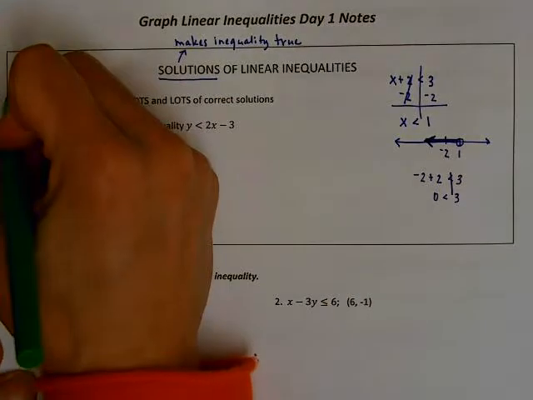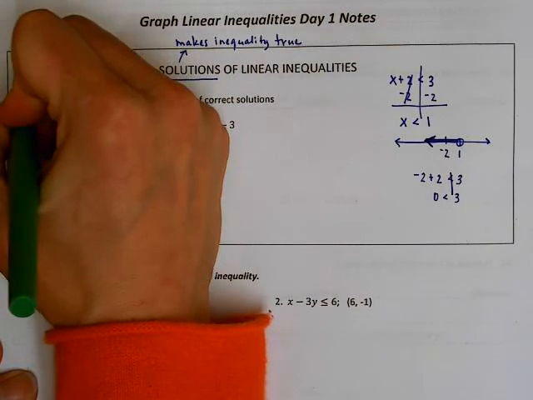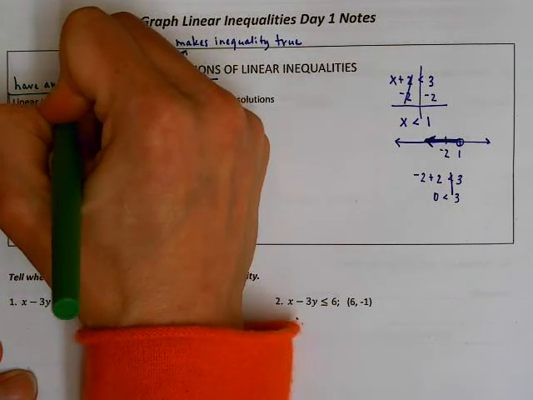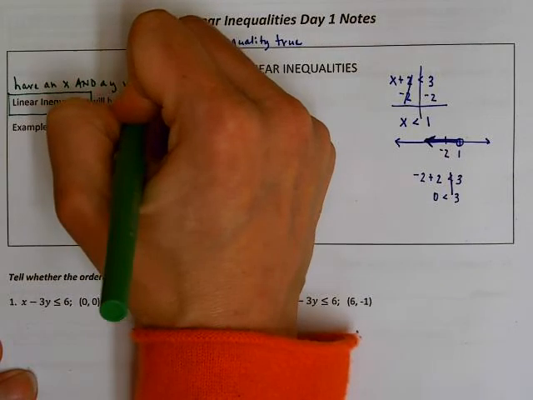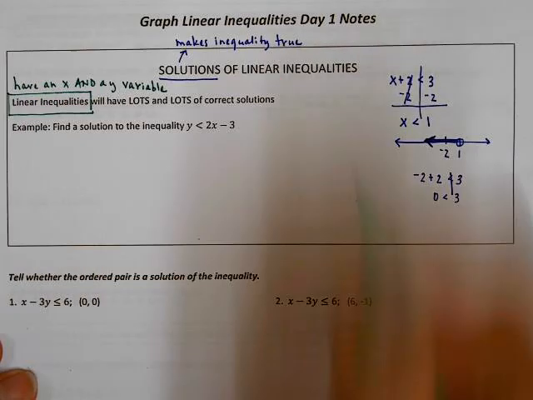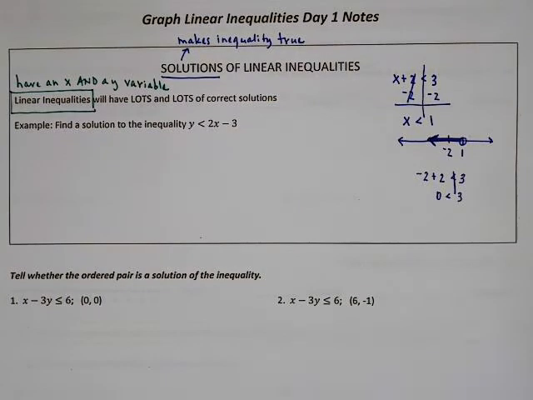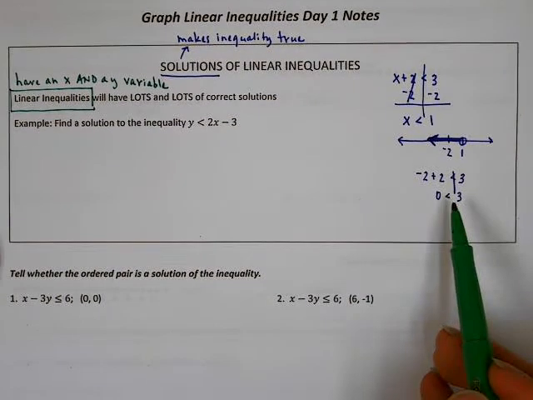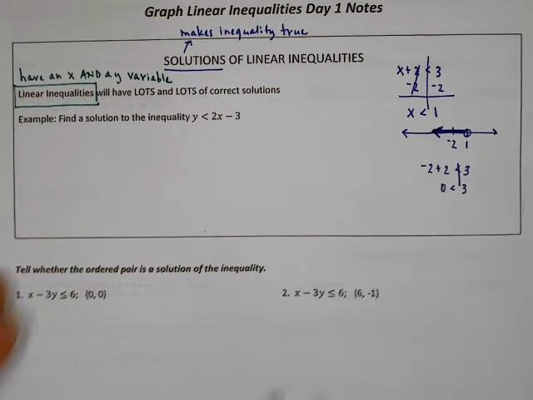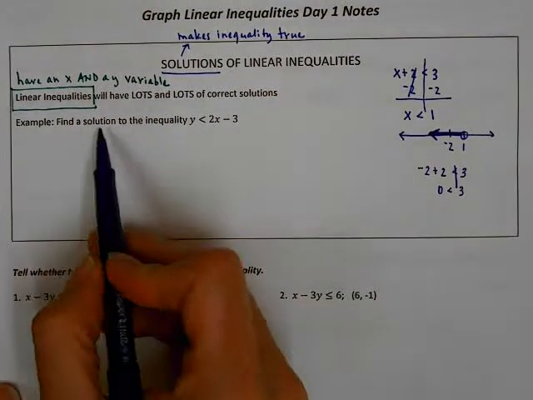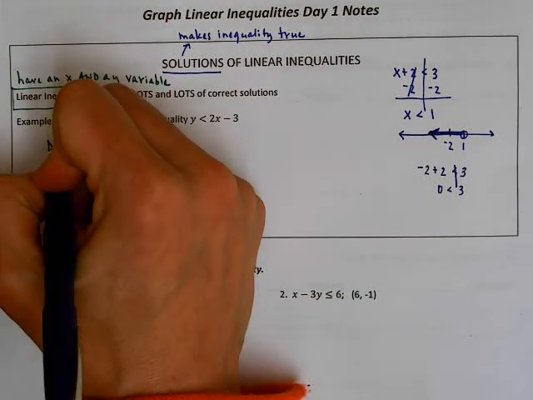Now, the difference here is that before, when we were working with inequalities, they only had an x. When we talk about linear inequalities, these are going to have an x and a y variable. Just like when we were graphing equations of lines, linear inequalities now have an x and a y variable, and just like our simple inequalities, they're going to have lots and lots of solutions.